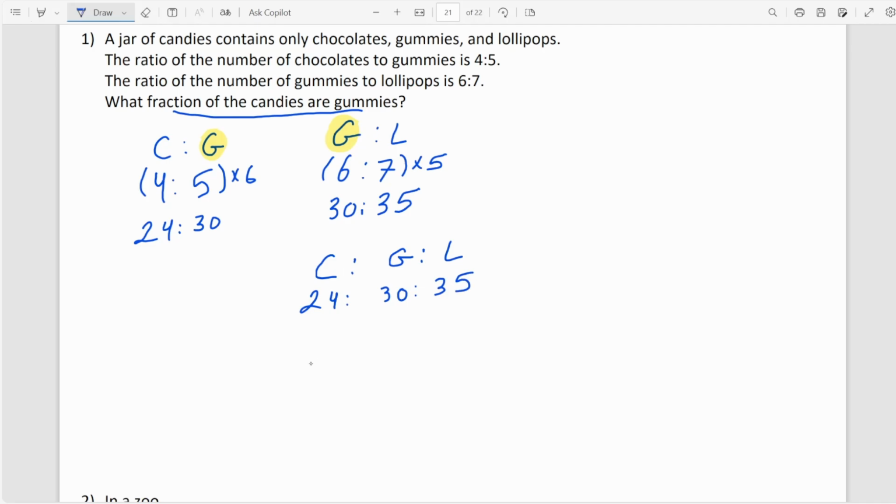So now I can go ahead and find the fraction of the candies that are gummies. The gummies are 30 parts over the total number of parts, which is 24 plus 30 plus 35, and we get 89. So 30 over 89. Now we can plug this on the calculator to get a fully simplified fraction. There isn't any simplification. This is the final fraction.